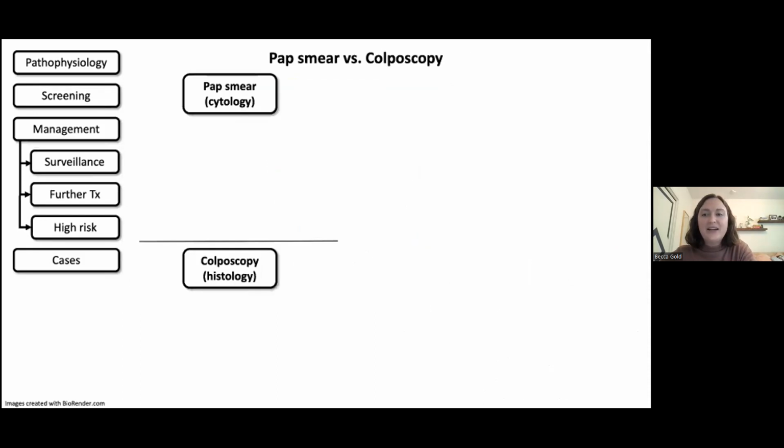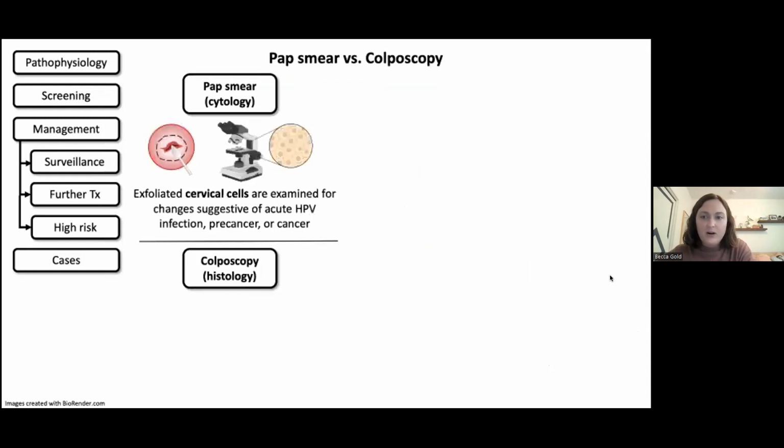So a brief reminder about what the differences are between a pap smear and colposcopy, and what the results are that you might get from these studies. The sample that's collected during a pap smear, as we talked about earlier, is reviewed by a pathologist and a cytology report is generated. And in that report, it will tell you whether there was a presence of any abnormal changes or suggestions for acute HPV infection, precancer, or cancer.